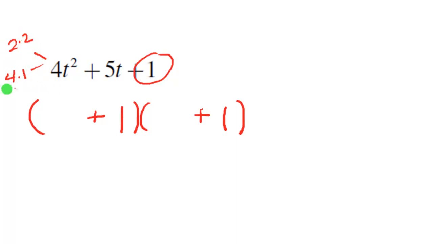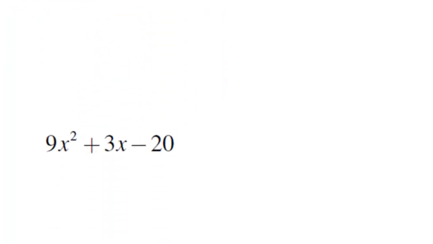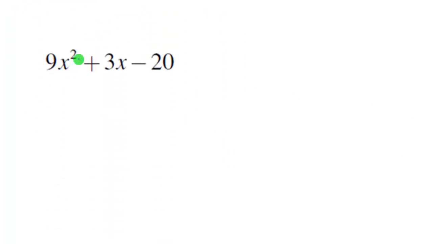And maybe you're seeing this 4 times 1 with those 1s might give us that 5, don't you think? So let's try that 4t and 1t here. And again, let's check that middle term. Here we get t, and here we get 4t, and there's our 5t, so that checks. Okay. Here's another one. 9x squared plus 3x minus 20.